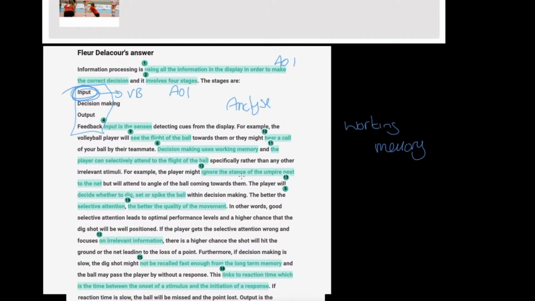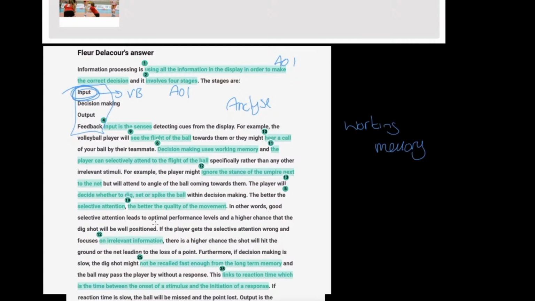For example, the player might ignore the stance of the umpire, so we're filtering out to the net, but will attend to the angle of the ball coming towards them. The player will decide whether to dig, set, or spike the ball within decision making. So the better the selective attention, the better the quality of the movement. So we focus on that selective attention as well.